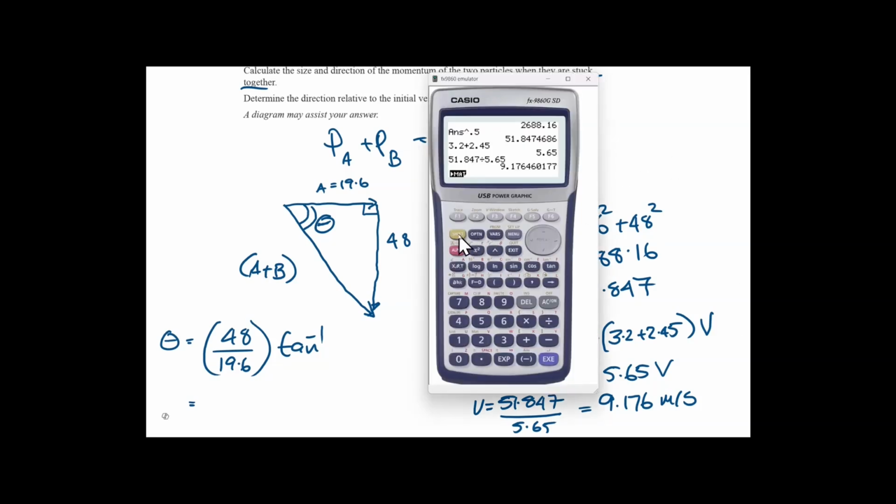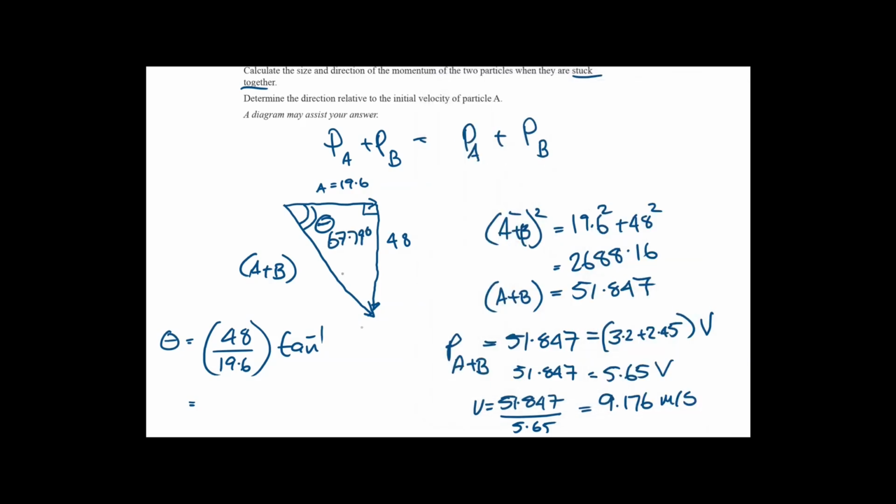And let's make sure that we've got this in degrees actually. So tan -1 of 48 divided by 19.6. Is that in radians? Hang on. Yes, it was in radians, so let's do it again. So tan -1 of 48 divided by 19.6 is, drum roll, 67.79. So there you go.